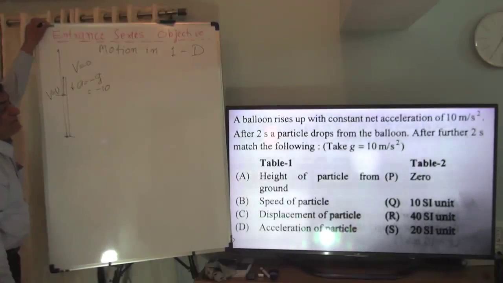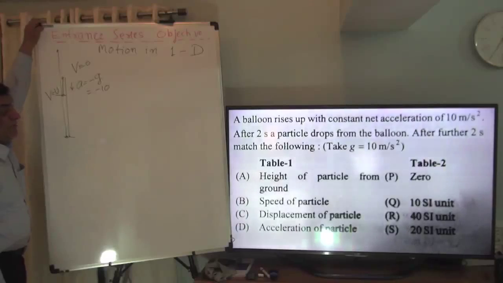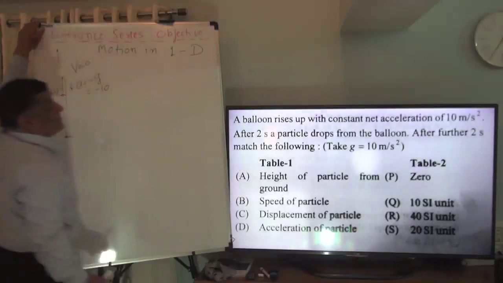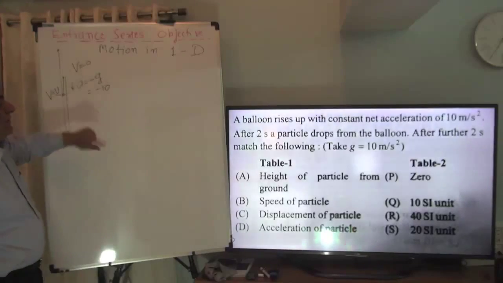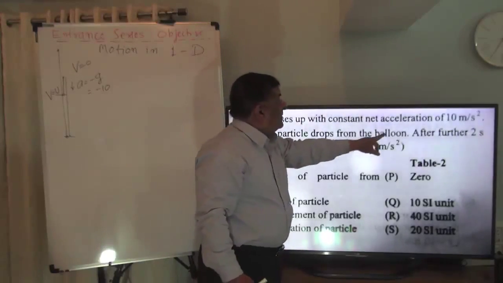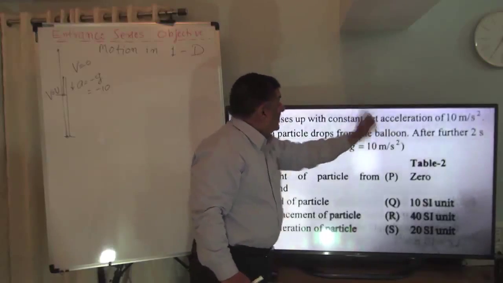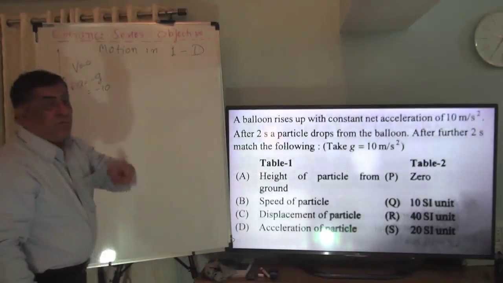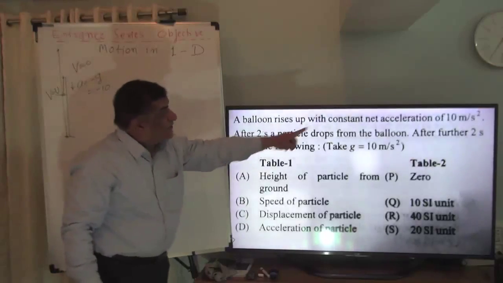Now we have to get answers for the 4 questions. Number 1: height of the particle from the ground. When? After 2 seconds. After 2 seconds of what? After 2 seconds, the particle drops from the balloon, and after a further 2 seconds, we have to give this answer. So, what is this 2 seconds and what is that 2 seconds?